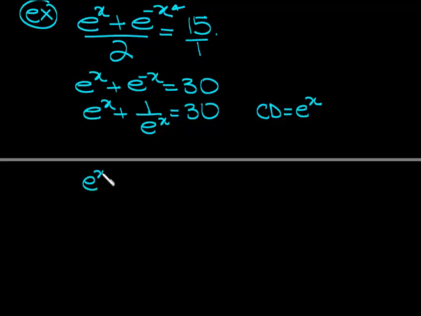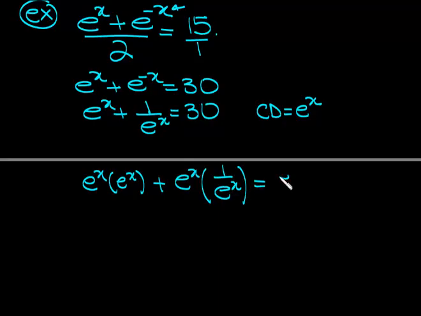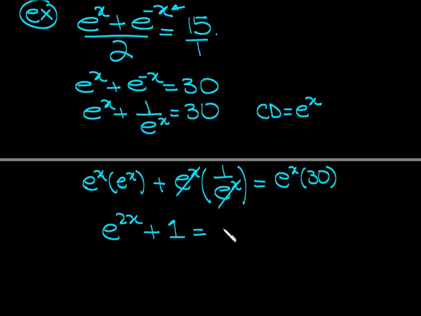So I get e to the x times e to the x plus e to the x times 1 over e to the x. Anytime you have fractions and equality, we always want to get rid of the fractions. So that's what we are doing. E to the x times e to the x, you add the exponents since the bases are the same. So you get x plus x is 2x. Plus out here these cancel, so we just get 1. And out here we get 30 e to the x.